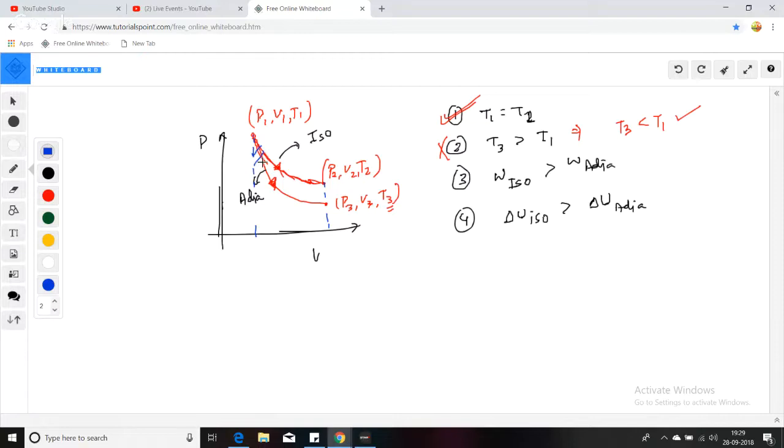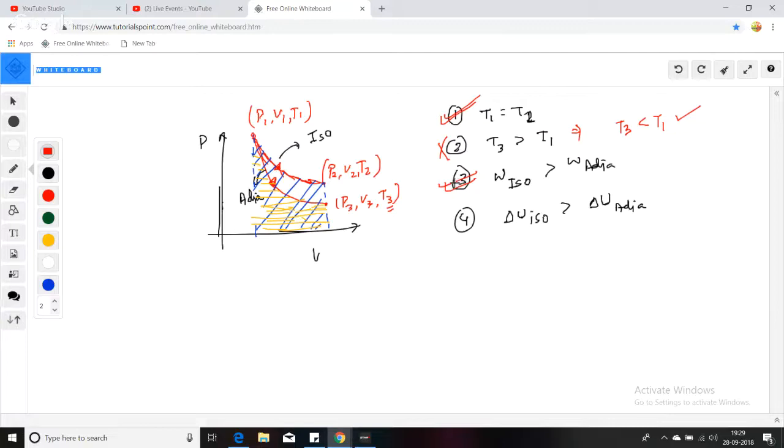So the area under the curve in case of isothermal process is this, right? The area under the curve in case of adiabatic process is only this, right? So obviously the area under the curve in case of isothermal process is more. So obviously the work done in case of isothermal process is more than that of adiabatic process.